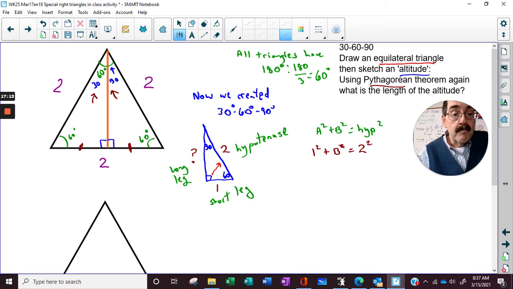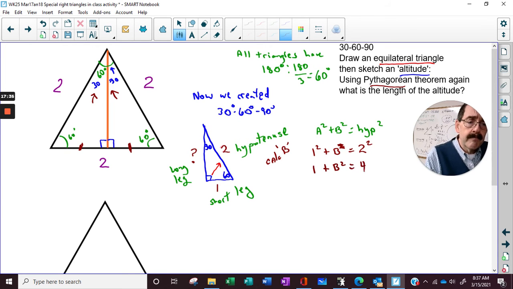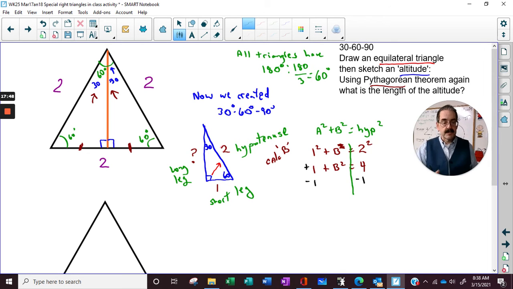Okay? Now, everybody, pause the video and calculate b. Okay, welcome back. 1 times 1 was 1. B times b is b squared. 2 times 2 is 4. Okay, balance the equation. What's the opposite of a plus? Minus 1, minus 1. We've got to keep it balanced over and over and over.